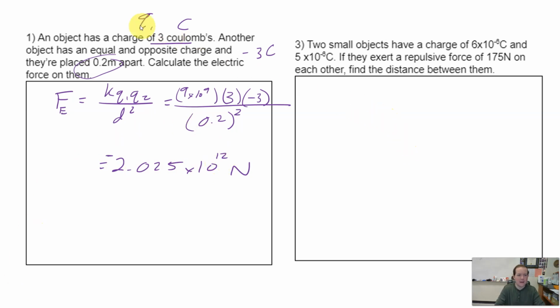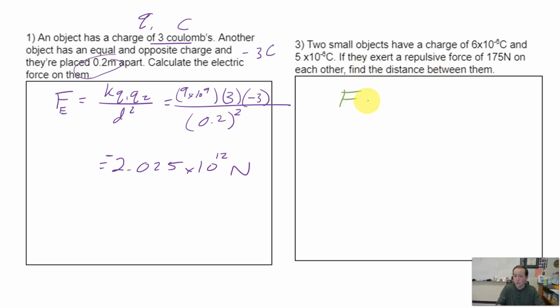Question number 3. I'm jumping to number 3. I'm only going to do the math problems here, all right? Now, for question 3, it says I have 2 small objects, one of which has a charge of 6 times 10 to the negative 6, the other 5 times 10 to the negative 6. They exert a force of 175 newtons. Find the distance. This is one of those tougher problems, team.